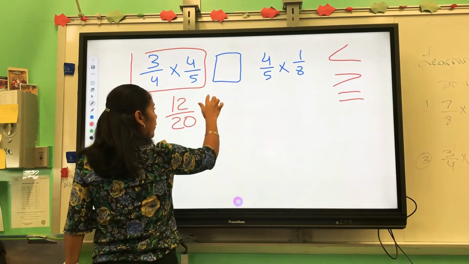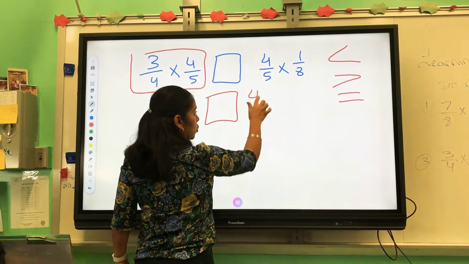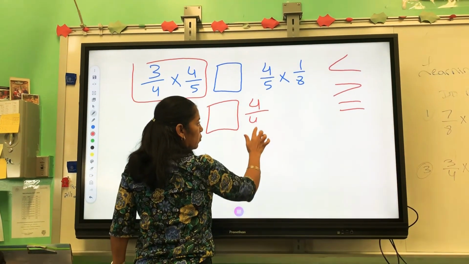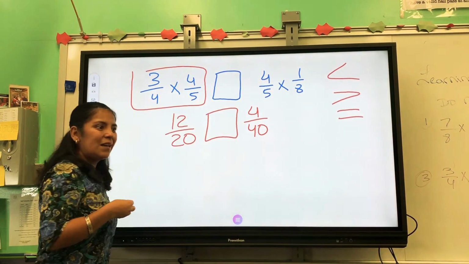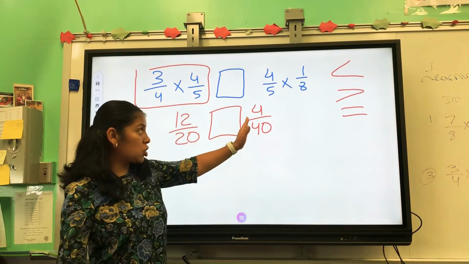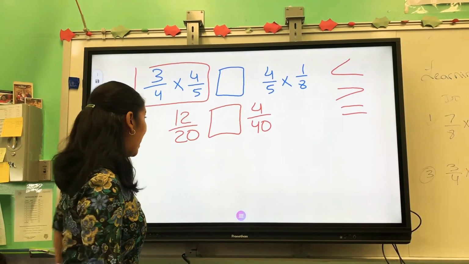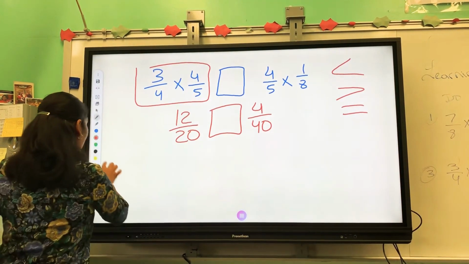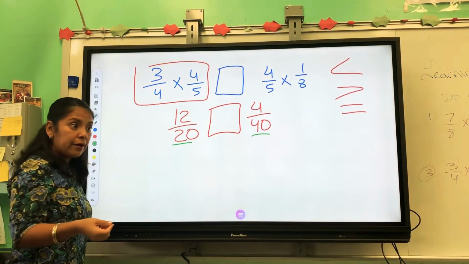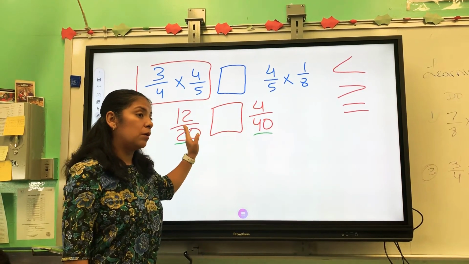Now I'm going to go to my other side. And I will multiply 4 times 1, which is equals to 4. And 5 times 8, which is going to give me equals to 40. So since I need to know which of these two fractions are less, greater, or equals to, I'm noticing something. I don't have the same denominator, so I'm going to start by making sure that both of my denominators are the same.